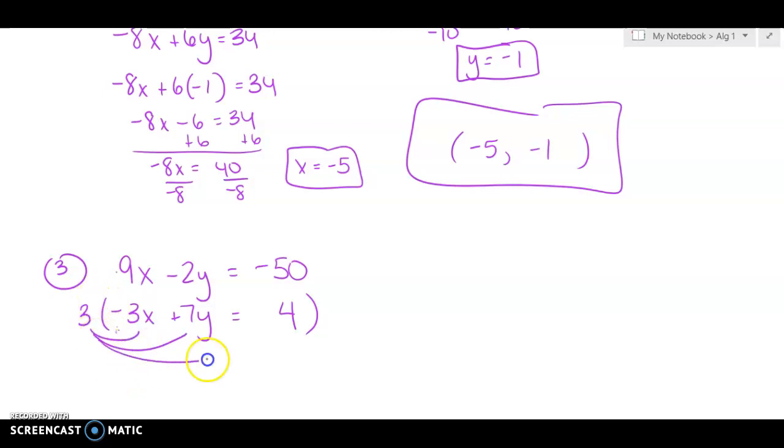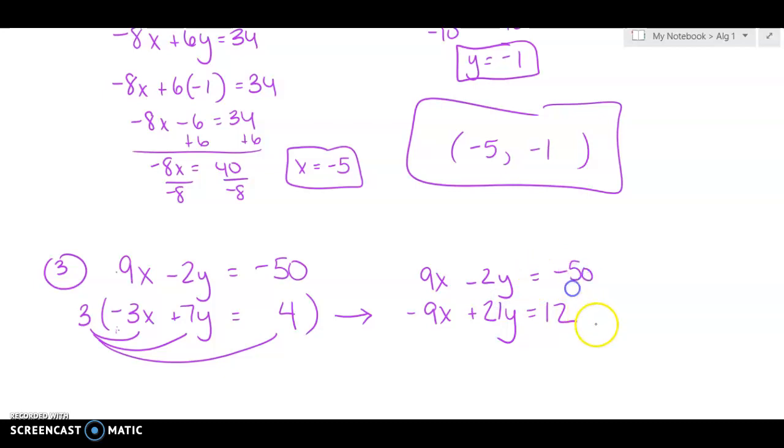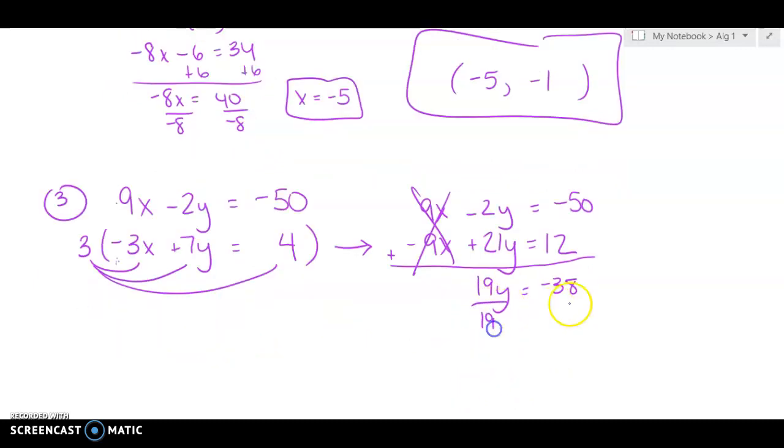So I'm going to make sure I multiply the whole thing, not just the first term here, but the whole thing by 3. When I do that, I get negative 9x. 3 times 7 is 21y. 3 times 4 is 12. The top part isn't going to change at all. And once I have it all set, I'm going to add them together. Again, make sure you add. The x's are going to cancel. The y's, 21 minus 2, you're going to get 19y. Equals, and then negative 50 plus 12 is negative 38. From here, you can divide both sides by 19, and you get y equals negative 2.